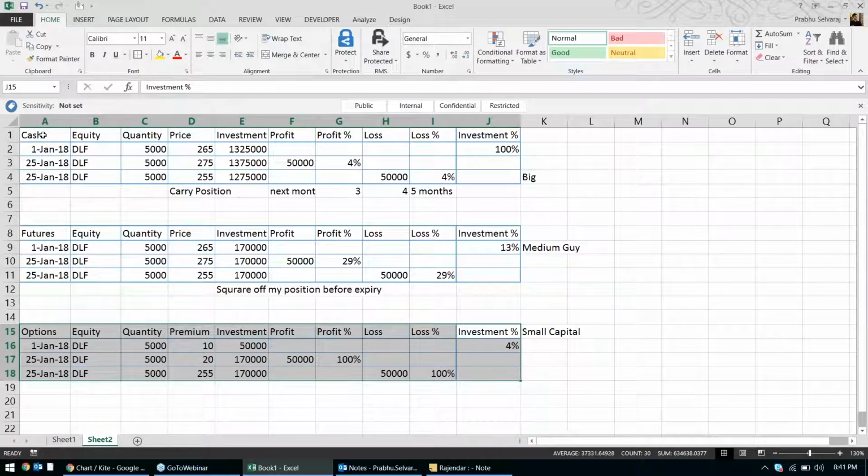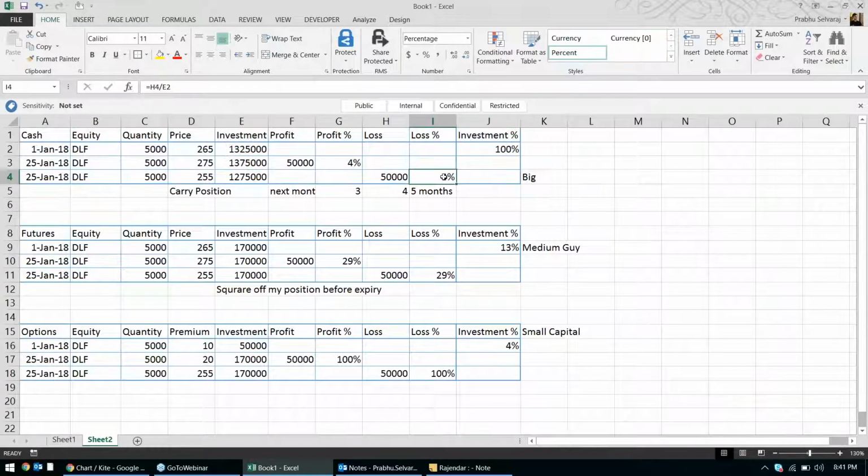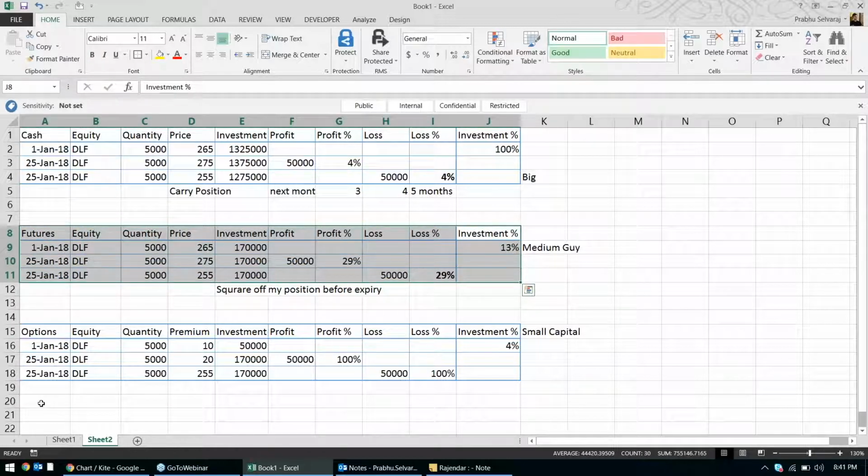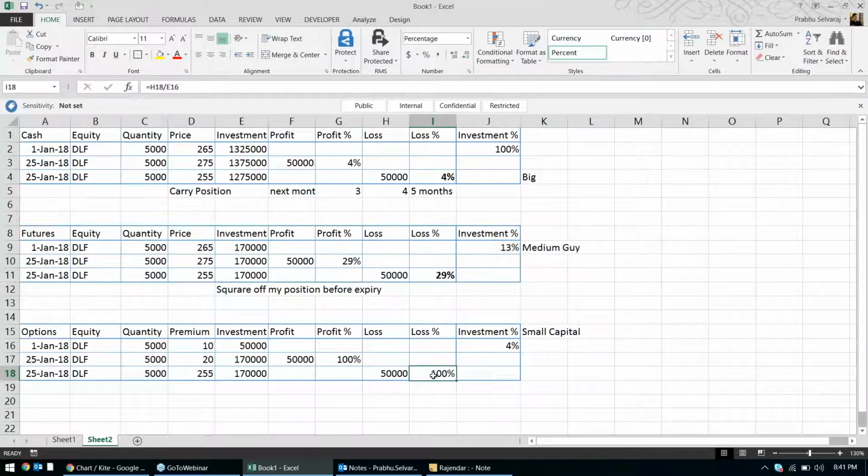Okay, in the cash market, you lose only 4% of your capital, which is manageable. In the futures market, you lose 30% of your capital. I mean, in this example I'm telling, which is very huge. In the options market, you lose your entire capital if you trade in the wrong direction. Maybe you can keep a stop loss of 50% when the stock is going down. Still, the loss on your investment is a minimum of 50%.